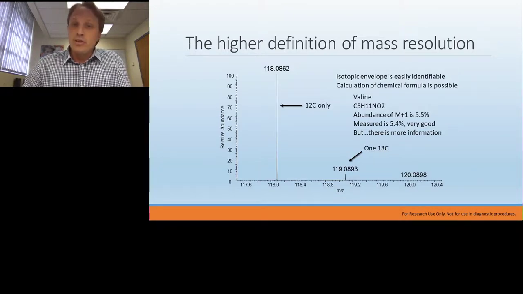And the actual abundance is 5.5%. So we could get a very good estimation of the number of carbons within this compound if we have enough resolution to separate out the isotopes from the carbon 12 isotope.